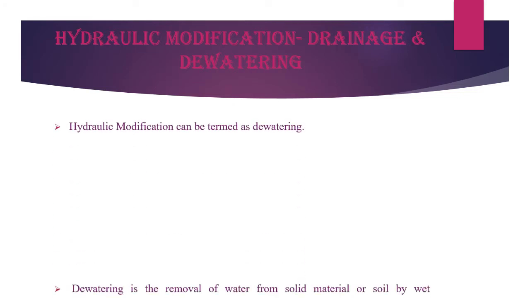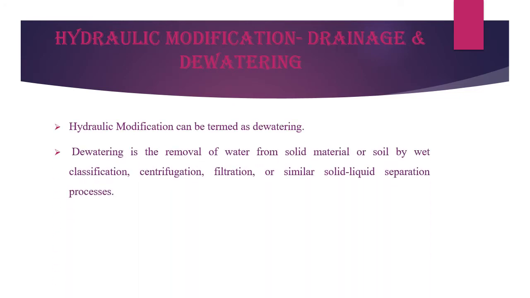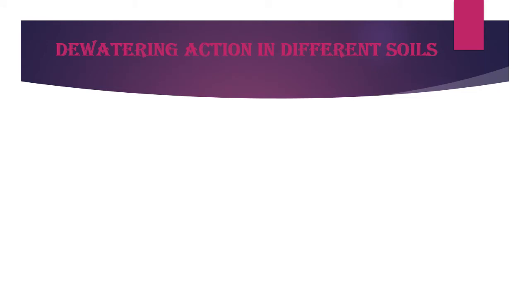Now what is dewatering? Dewatering is the removal of water from solid material or soil by wet classification, centrifugation, filtration or similar solid-liquid separation process. That is simply, dewatering is the removal of excess water from the soil. It is the process of removal of excess water from wet soil or saturated soil, which can be termed as dewatering and drainage.